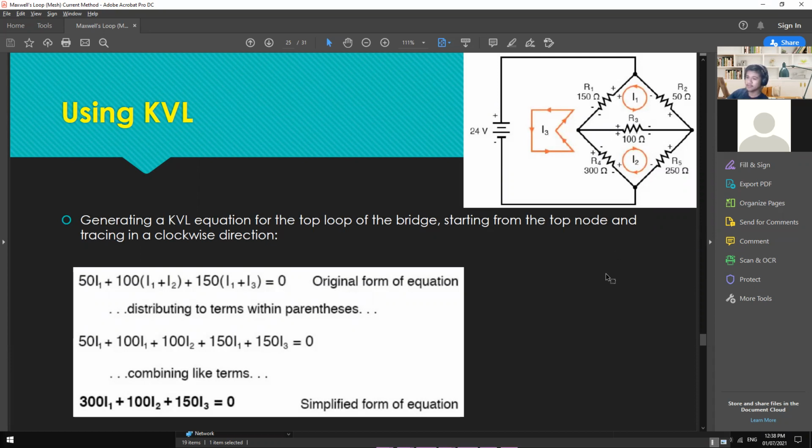So I'll give you guys 20 seconds to analyze how we came up with this equation. And then let me know once you have already understood this original form of equation.